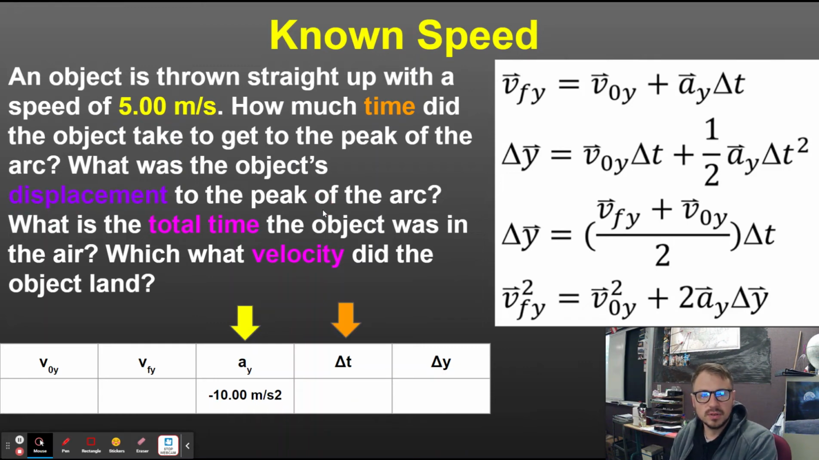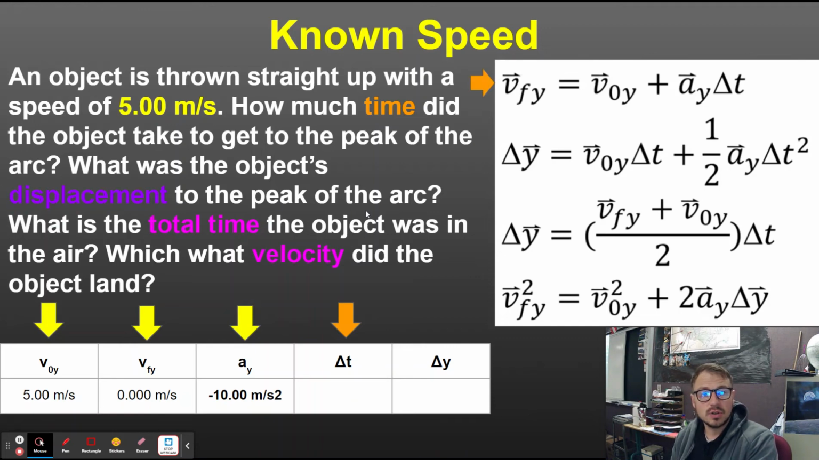But the time interval, that's what we're going to solve for first. That's what it's asking. I plug everything that I know in. So we're looking for the peak. We know the final velocity is 0. It says speed of 5 meters per second. Speed is a scalar quantity, which means that it does have a direction, but it's starting to move upward. So the initial velocity is going to be 5 meters per second.